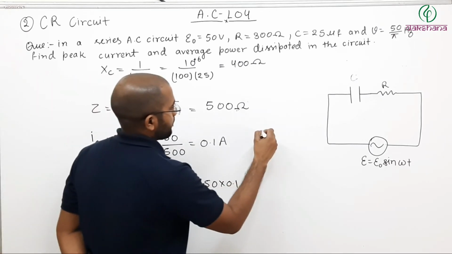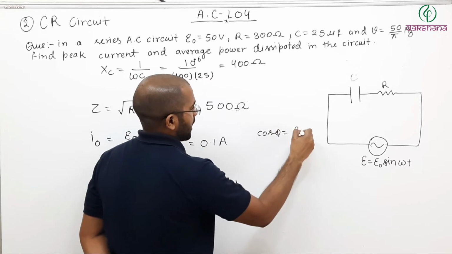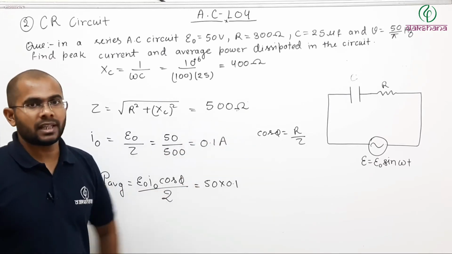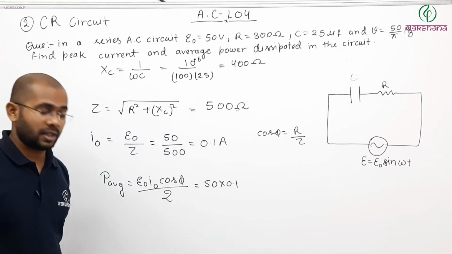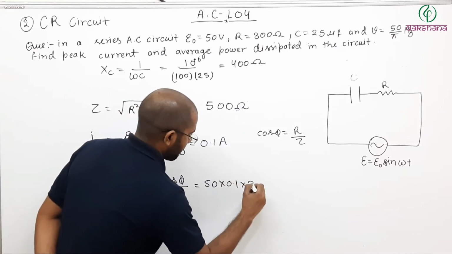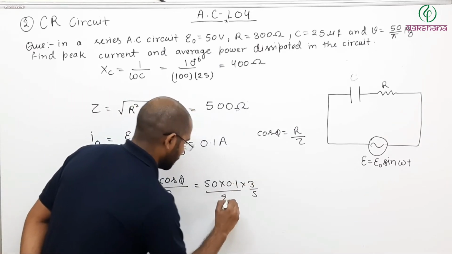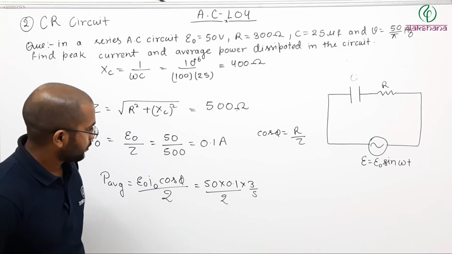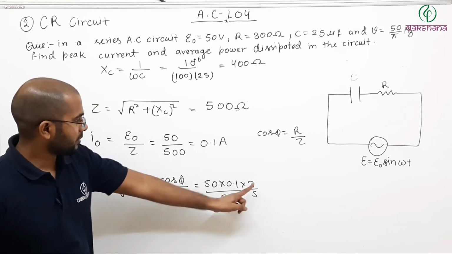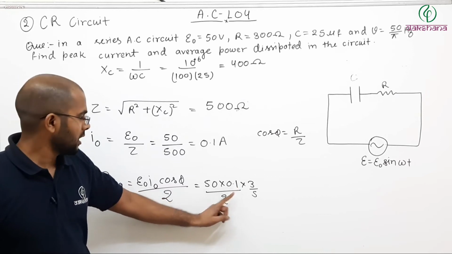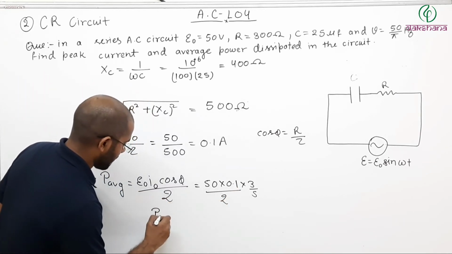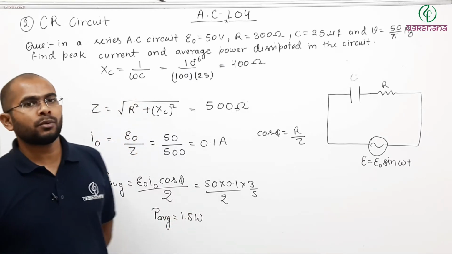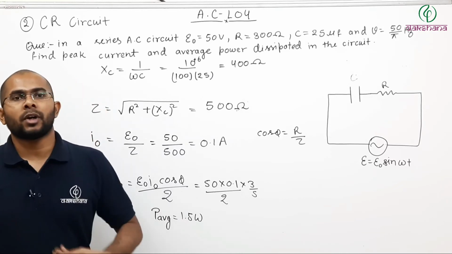What is cos phi? Cos phi, if you remember, is nothing but R divided by Z. R is given as 300 and Z we have calculated as 500. So cos phi is 3 by 5. Multiplied by 3 by 5 and divided by 2. So that would be 10 times 3, 30, 30 into 0.1, 3 by 2, 1.5. So P average is 1.5 watt. Average power consumed in this circuit would be 1.5 watt.